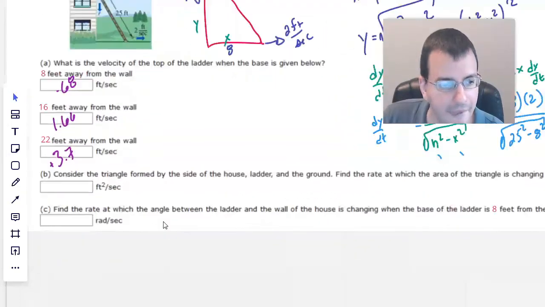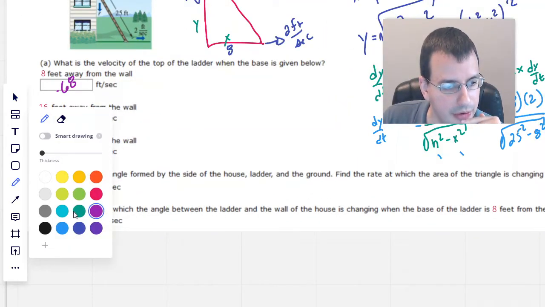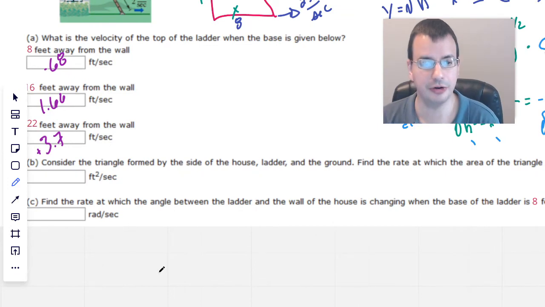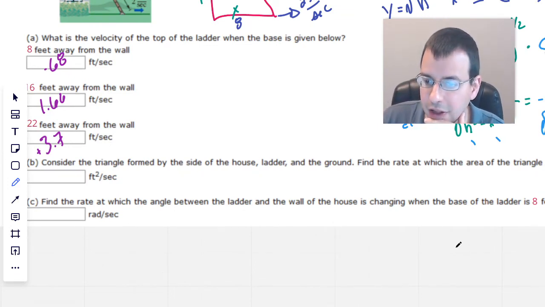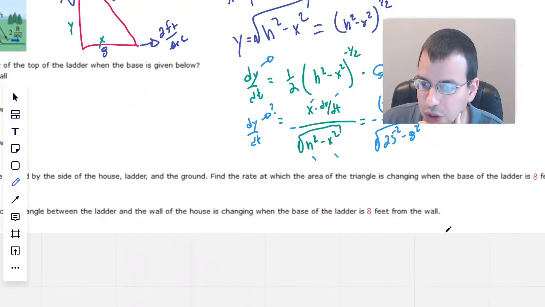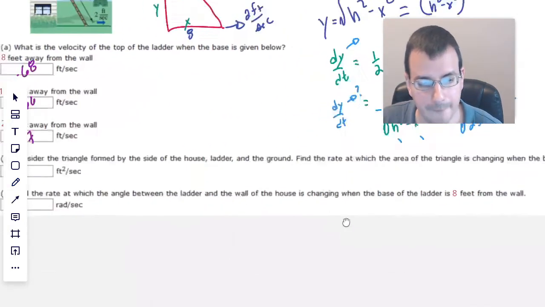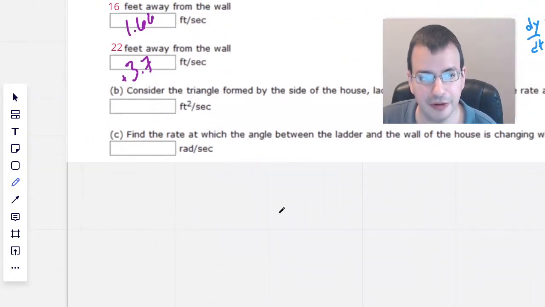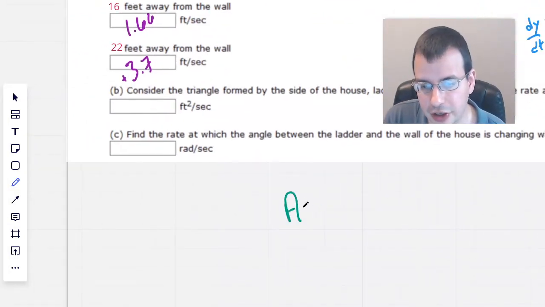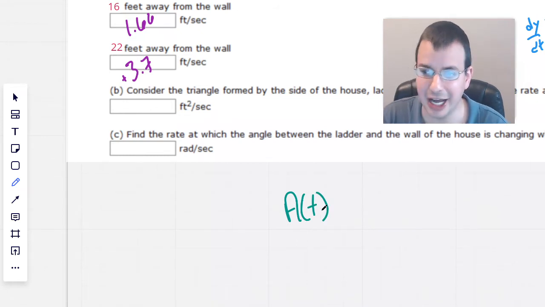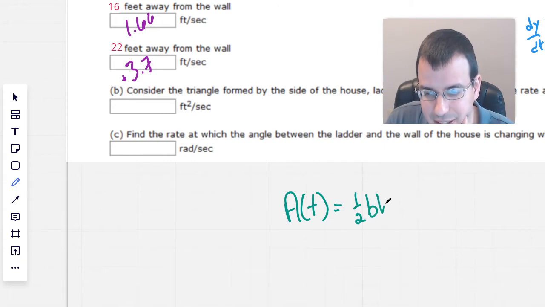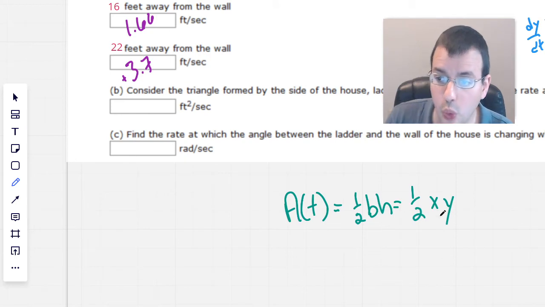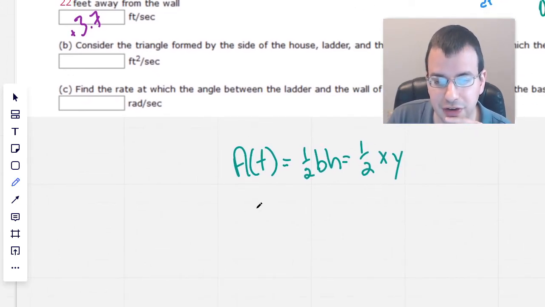Okay. Consider the triangle. I do love triangles. Consider the triangle formed by the side of the house, ladder, and the ground. Find the rate at which the area of the triangle is changing when the base is 8 feet from the wall. Okay. So I'm going to start by writing out the formula for a triangle. The area of a triangle with respect to t, A, t is for time, not triangle, is 1/2 base times height. And in this case, our base is going to be x and our height will be y. So we take the derivative of both sides.